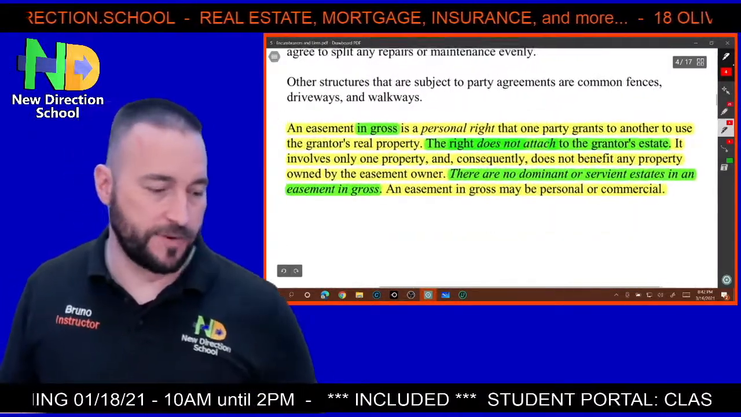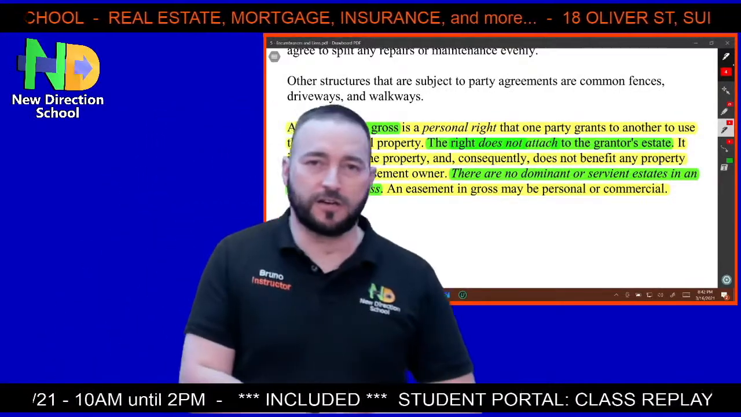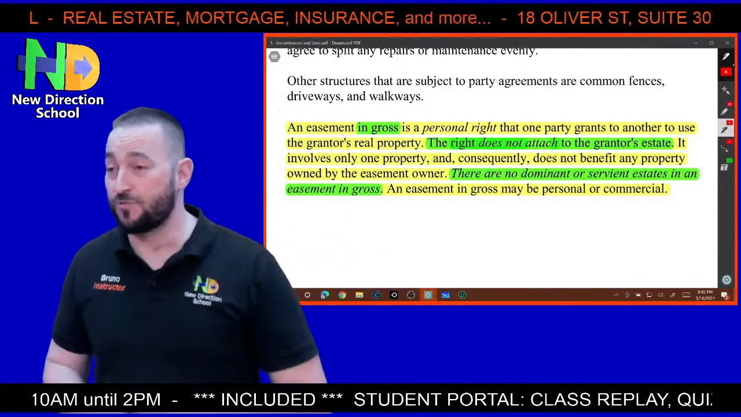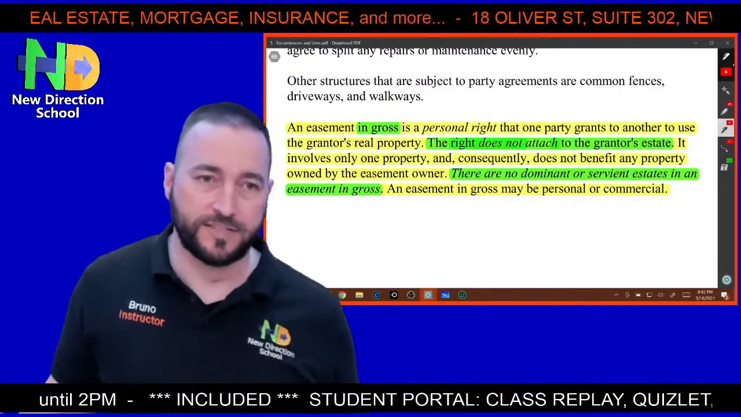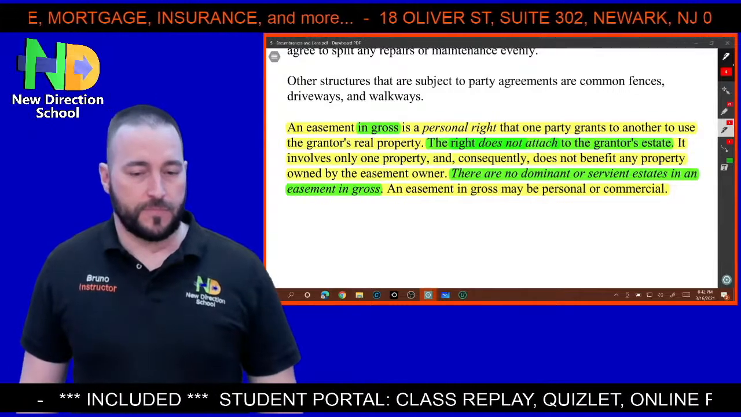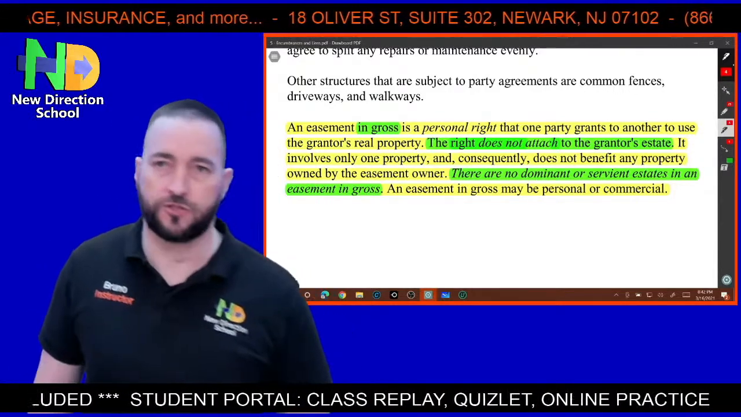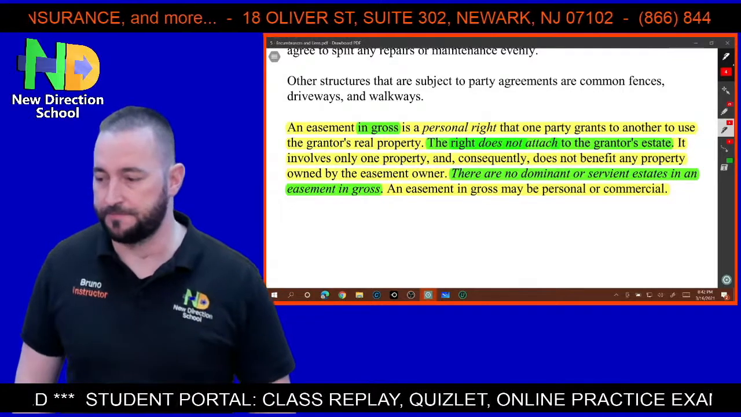Easement in gross is already covered for you guys. With an easement in gross, we don't have to have an attached property. We just have the right to use the property. Simple. Right to use the property. I'll show you a figure in a second.